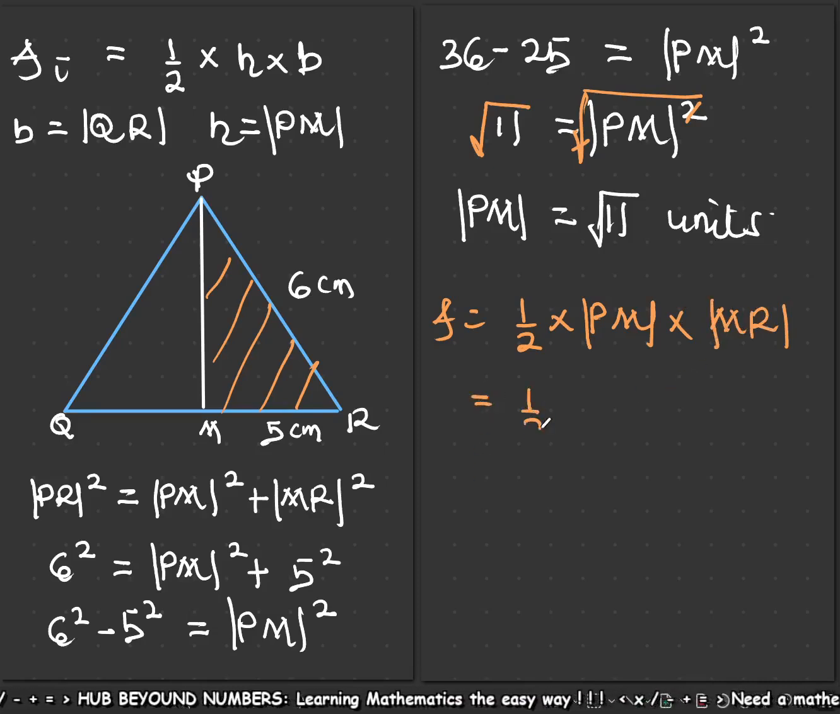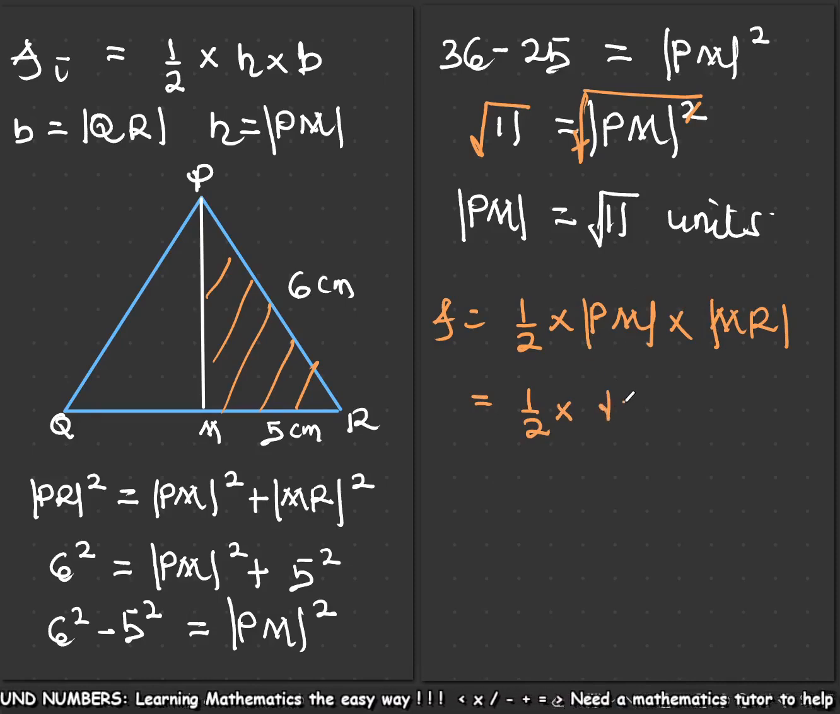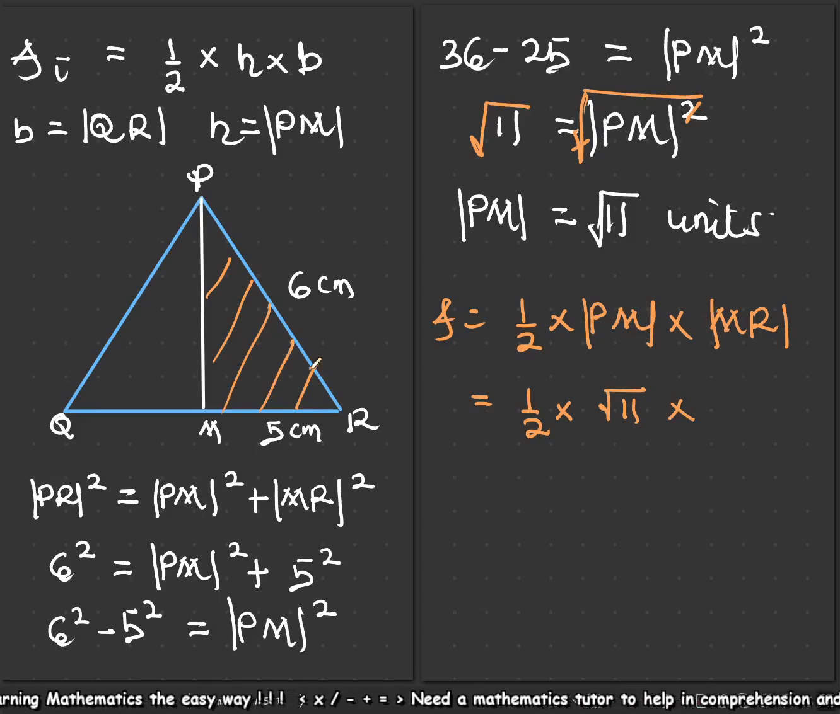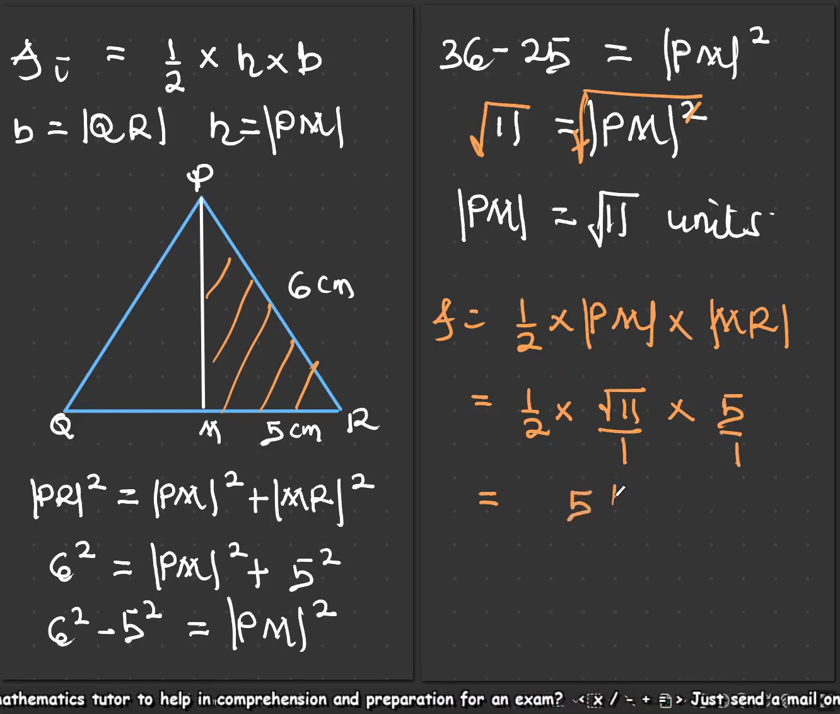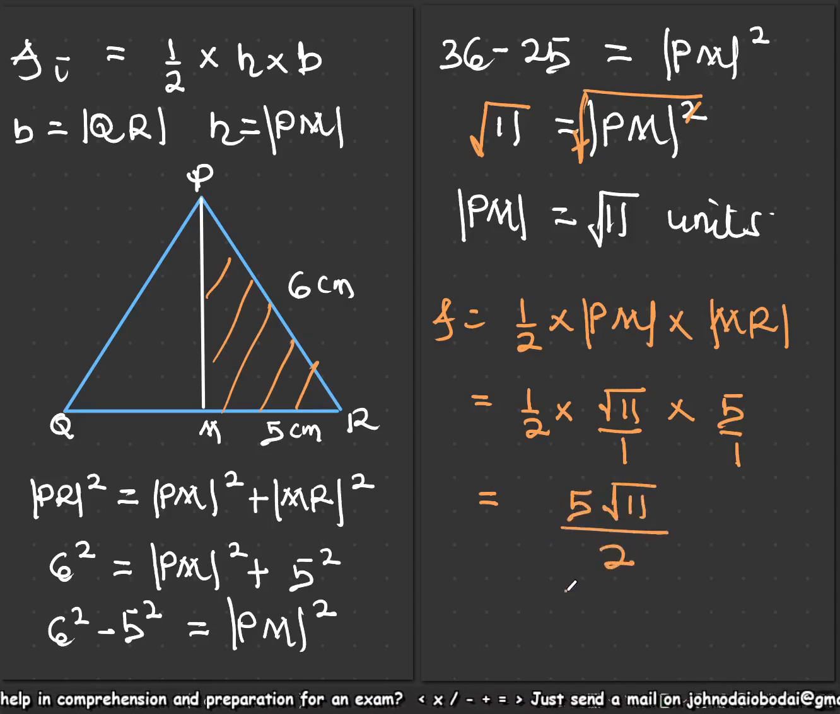Now we have 1 over 2 times PM, which is root 11, times MR. So our MR we said is 5. Evaluating this, we know this can be written as over 1 and over 1. So we have 5 root 11 all over 2. This becomes the area of only this region.